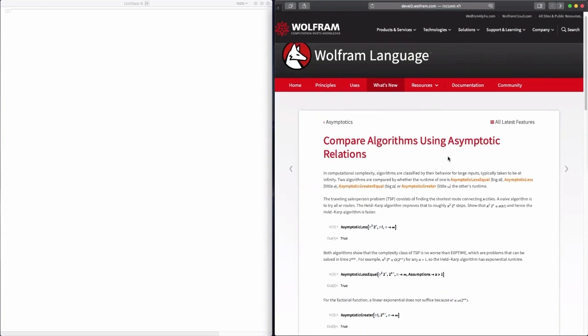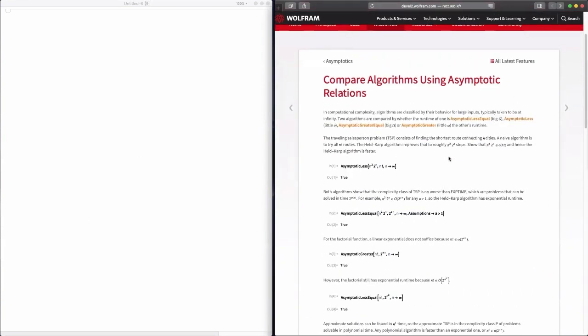So starting with asymptotic relations. Very famously, perhaps the first place most people encounter asymptotics is in an analysis of algorithms course, and they learn about big O. And I'm just going to make sure everybody knows, all these inputs on these pages, you can just click on them. It's copied to the clipboard, and then you can paste them in and evaluate it.